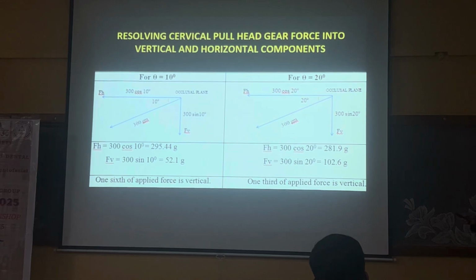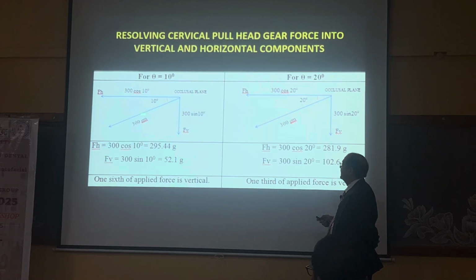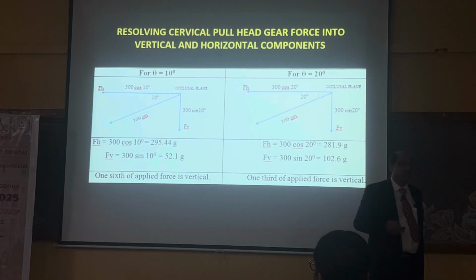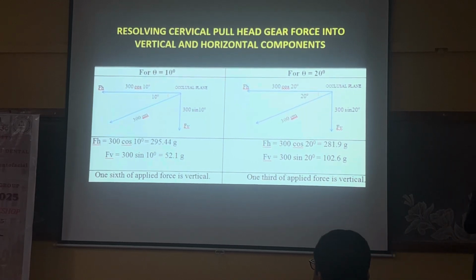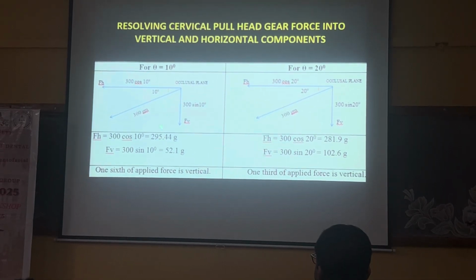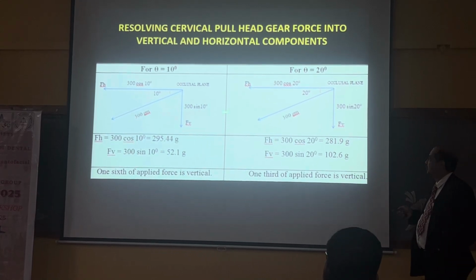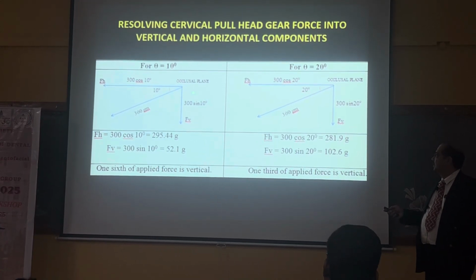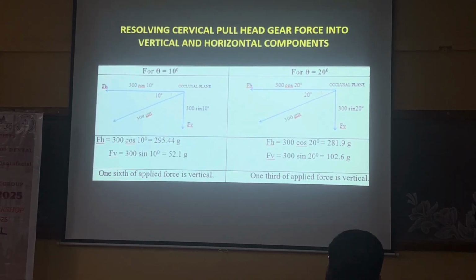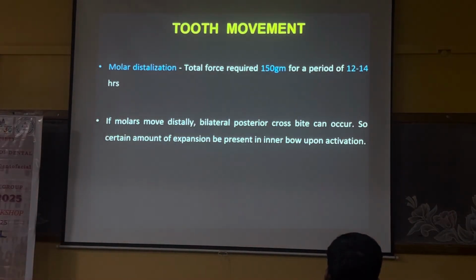Now if you want more vertical force, then this vector should come more vertical. Accordingly, you alter your outer bow, make it short, make it long, however you want. So get this vector more vertical, and your vertical forces will increase. If you want less vertical and more horizontal, get theta to reduce still further. Understood? That way you can alter your horizontal and vertical components of force.